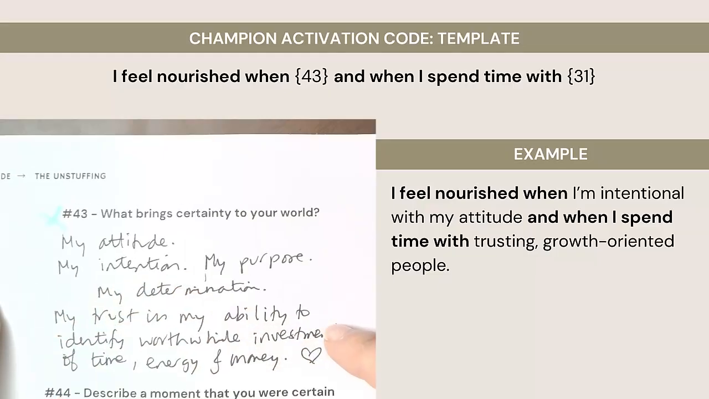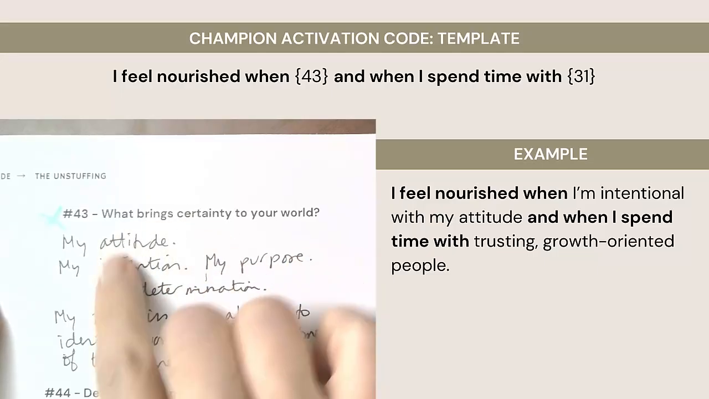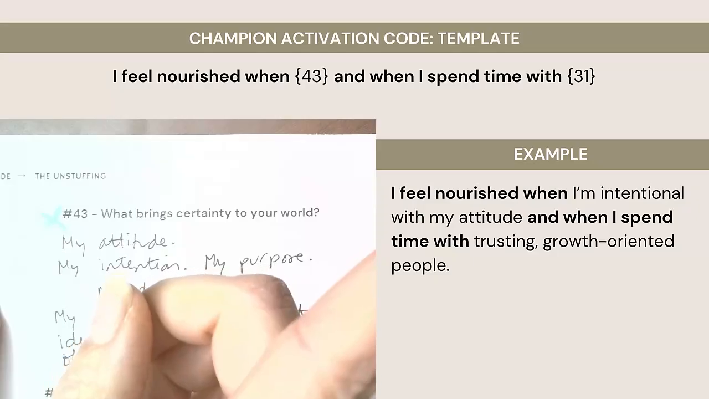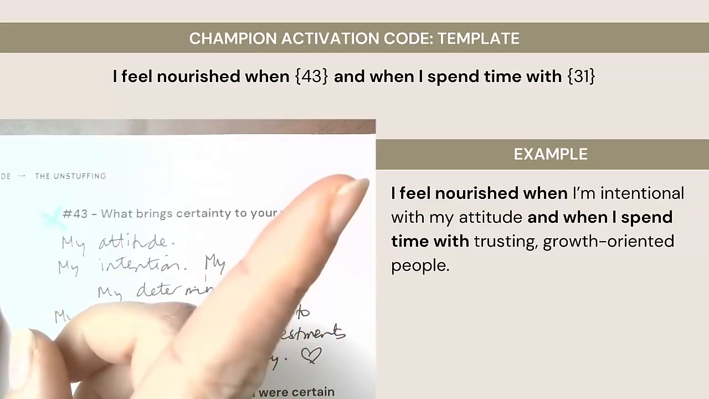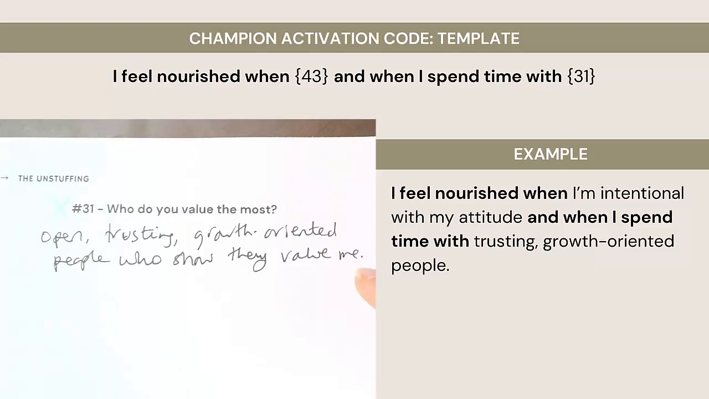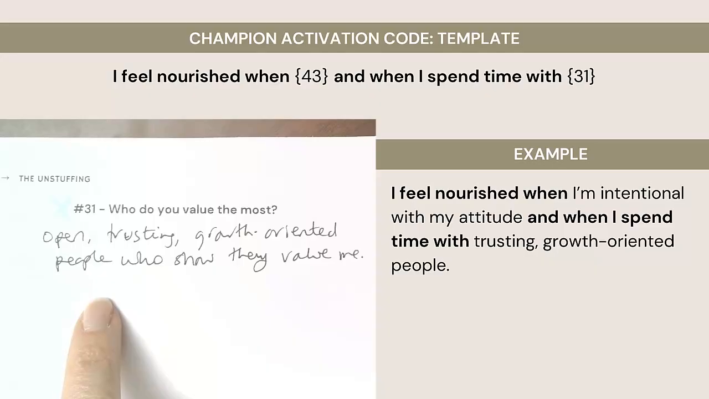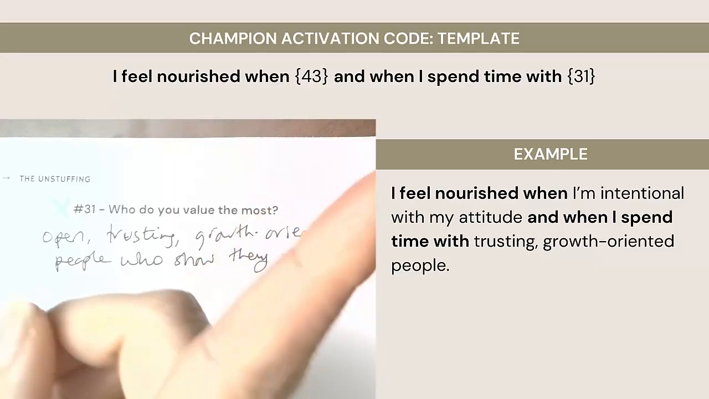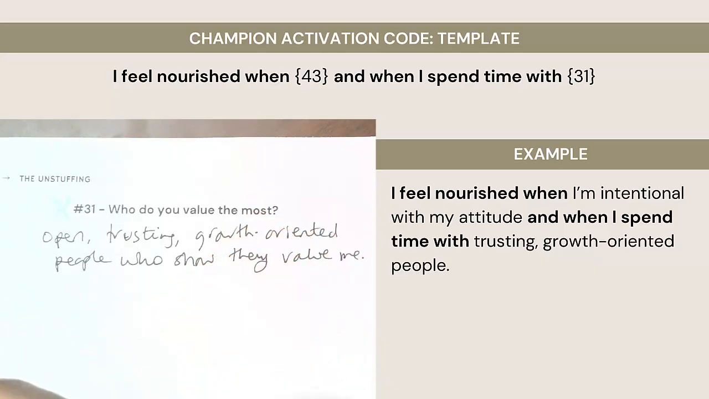43 has you look at what brings certainty to your world. In my case, I wrote my attitude, intention, my purpose, determination. And so that was part of what I used here in my example. I feel nourished when I'm intentional with my attitude. In number 31, I said who I value the most are open, trusting, growth-oriented people who show that they also value me. And so that's how I finished the rest of my sentence, when I spend time with trusting, growth-oriented people. Take a moment to review your answers on 43 and 31 to finish your sentence.